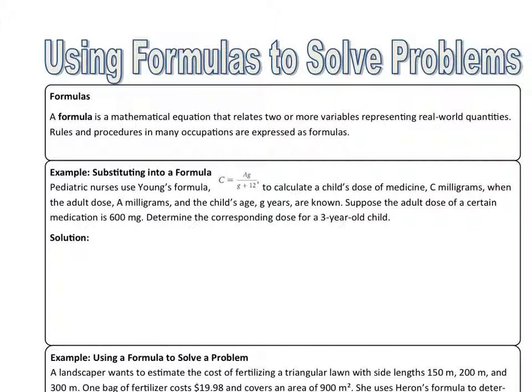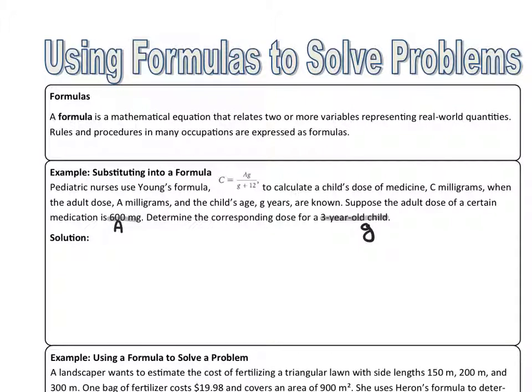When I'm doing these, I like to highlight the important information. So, for example, I'm going to highlight the 600 milligrams and the 3-year-old child. And then I like to also put the letter kind of beside it. So 3-year-old child, that's the child's age, G. So I'm going to put a G there so I remember that. G is 3. And 600 milligrams, that's the adult dose. So that is A. So I'm going to put that right there so I know what that is.